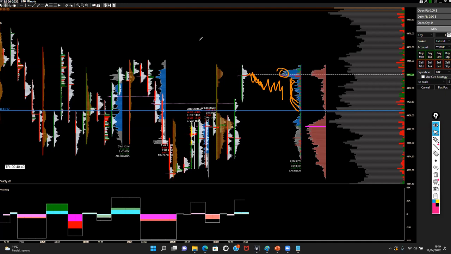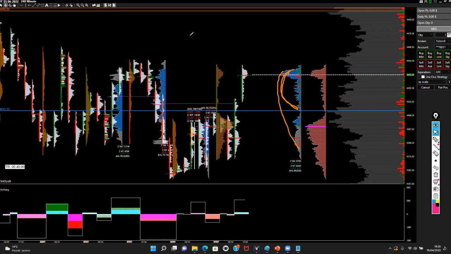Okay. And maybe in such a scenario, at the end of the day, we will get a daily volume profile getting this kind of shape, like this, or maybe like this, trying to balance, to make its shape similar to a bell curve, because price will always tend to look for its balance point.